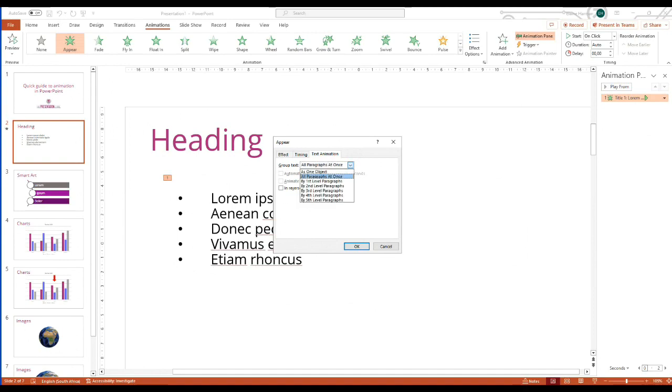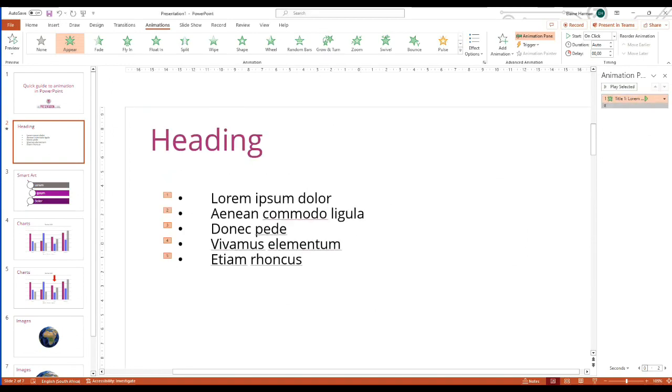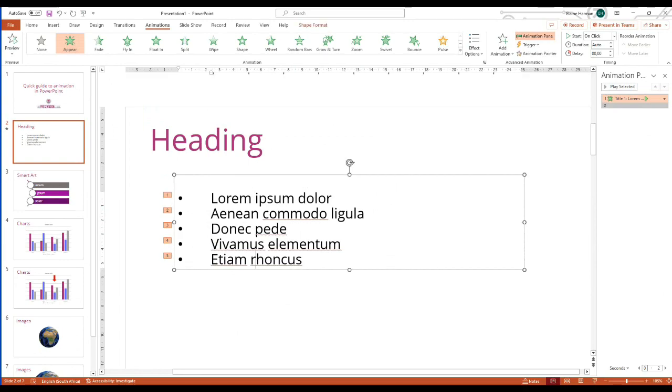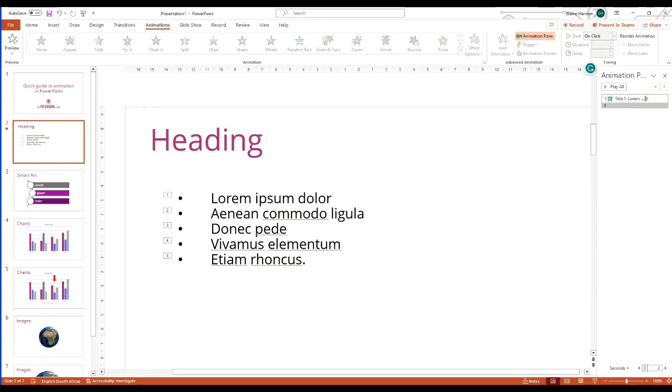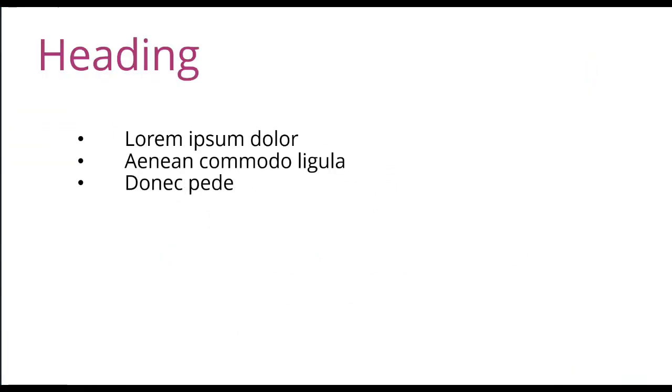You can also play with timing and choose to activate on click, which is what you ideally want. And there are other options, animating by letter or word, which you don't want. Now you can see we've got 1, 2, 3, 4, and 5. And you can also put a full stop on your final bullet point so that you know that it is your final bullet point when you are in present view, to prevent you from accidentally going to the next slide.